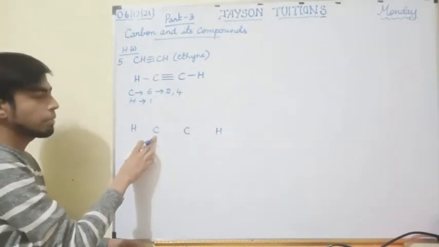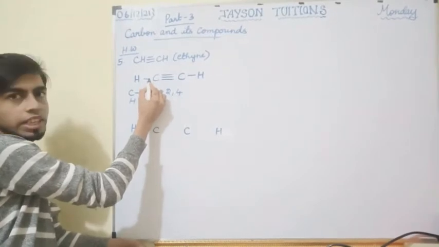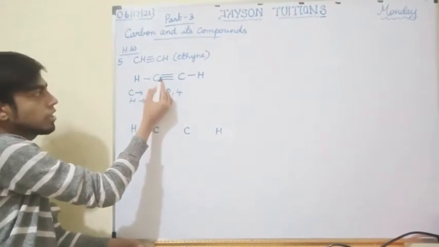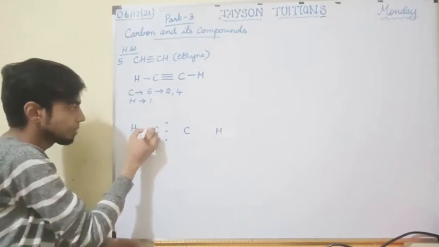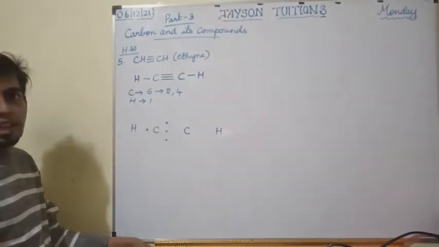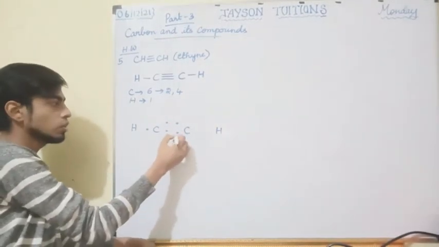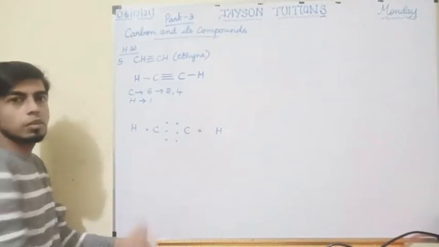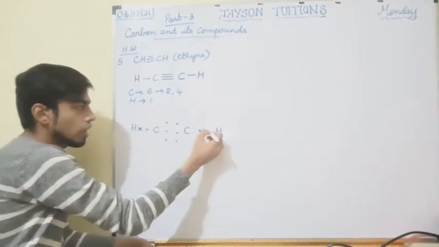So for carbon I have to keep 4 dots. In the middle here 1 dot I will keep, and here 3 dots I will keep. Okay, so 1, 2, 3, this side 1, 4 dots. For this carbon also 1, 2, 3, and this side 1 dot. Okay, and for hydrogen you know always 1 dot.